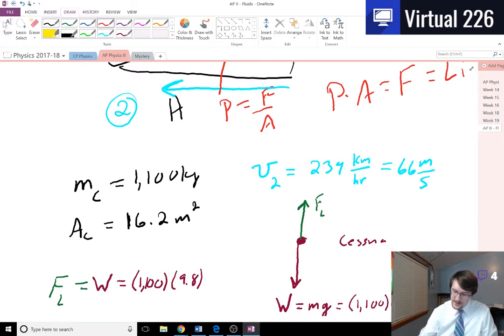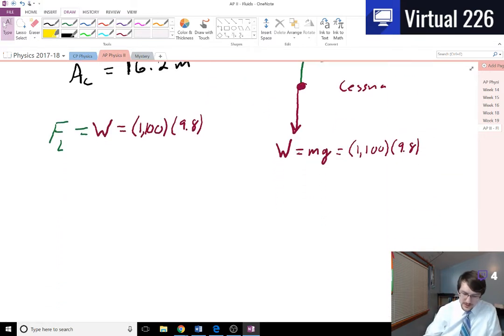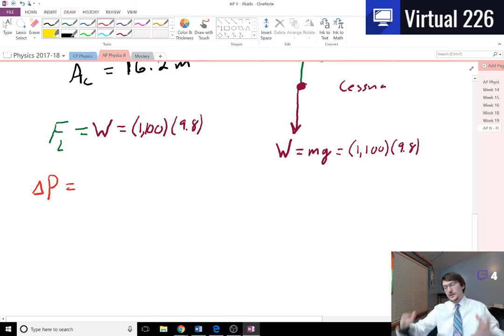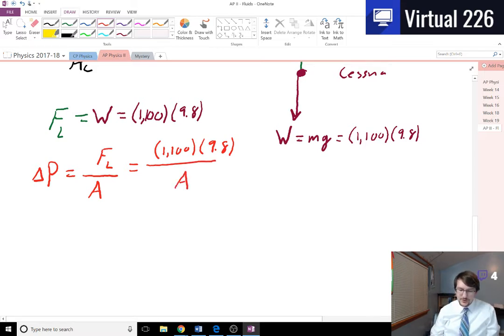If we take a look at this equation with pressure, force, and area, because we know that this pressure gradient here, this change in pressure between the high and low regions of the plane, that delta P, has to give us a force of the lift divided by some area, which, if the force of the lift is equal to mg, that's 1,100 times 9.8, all divided by some cross-sectional area. So that's what we just know right off the bat.